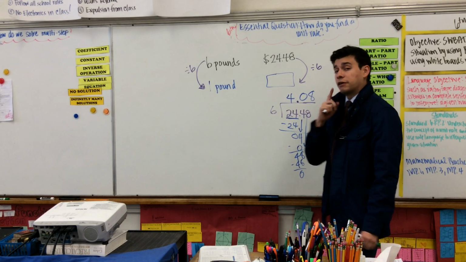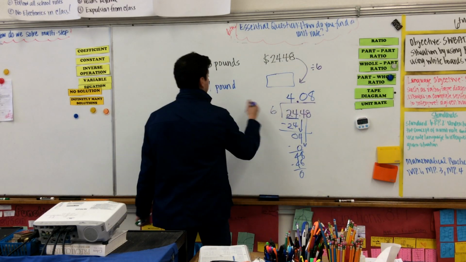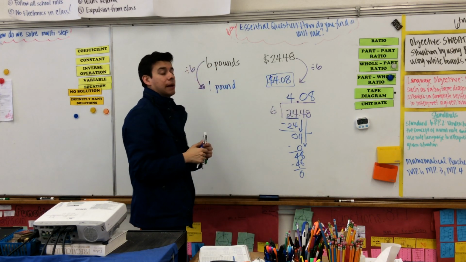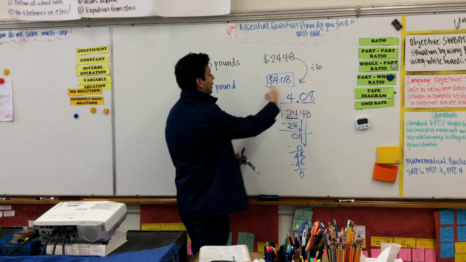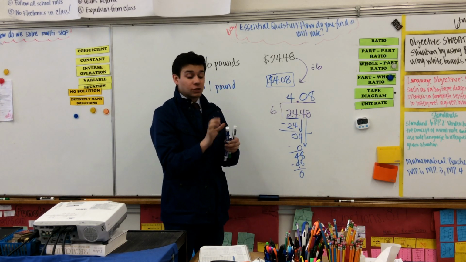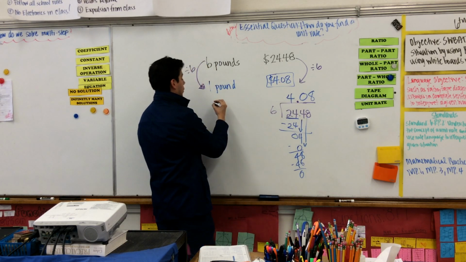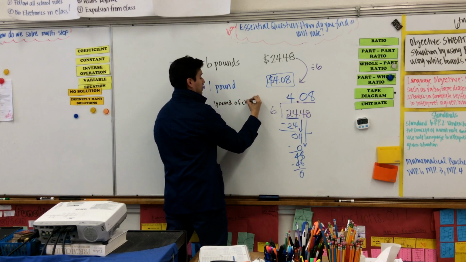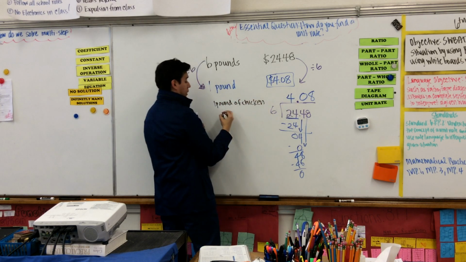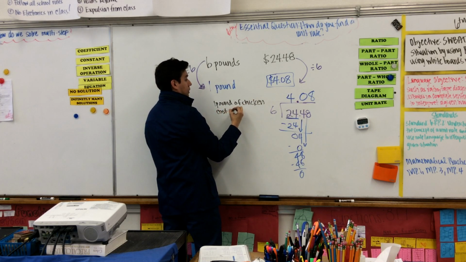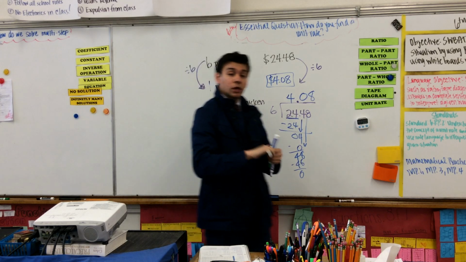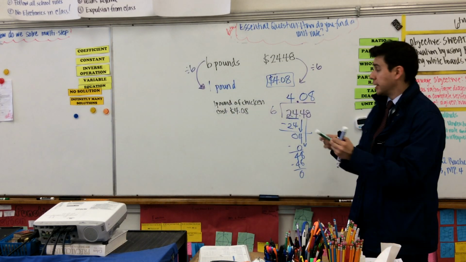A lot of you guys today in class said it was $4.80 because you did that error right here. So I already found out how much 1 pound of chicken costs: $4.08. So I'm going to write it in a sentence. 1 pound of chicken. That's some expensive chicken, I can tell you that. Cost $4.08. And you're done.